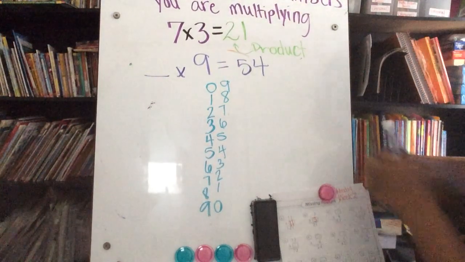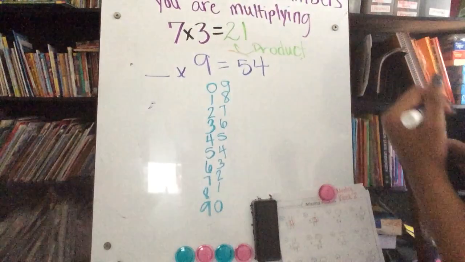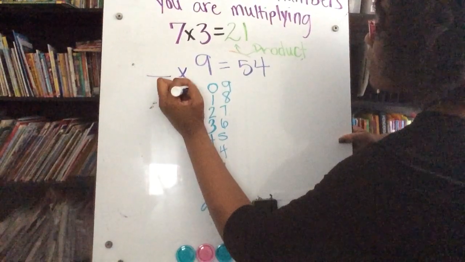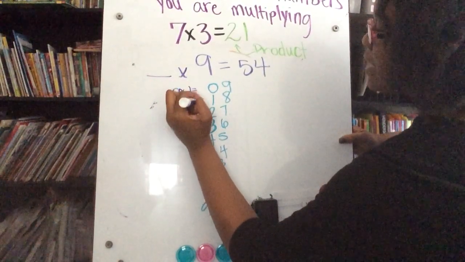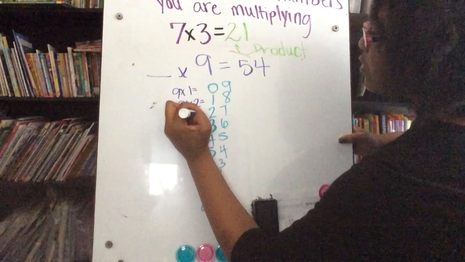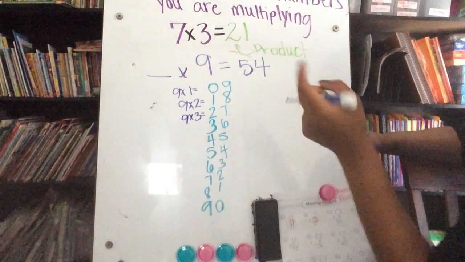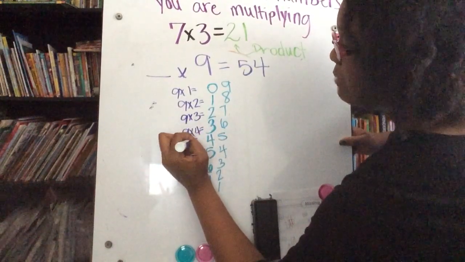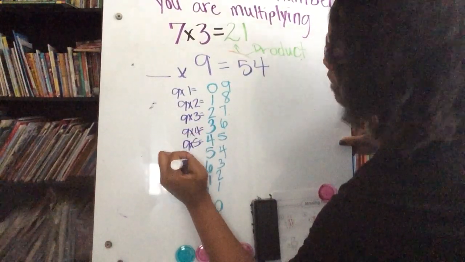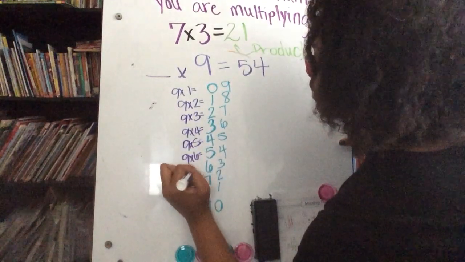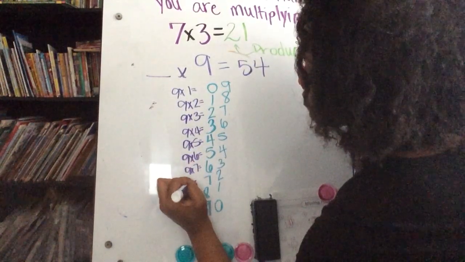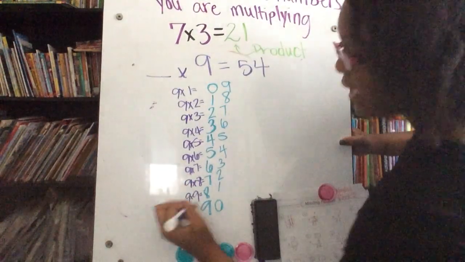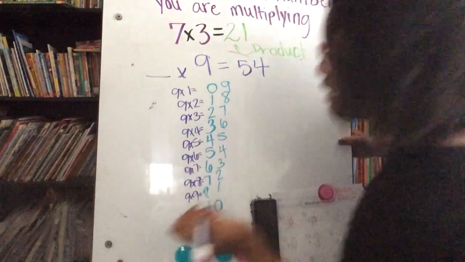So now I'm going to put my multiplication facts out to the side because I need to know what goes with what. So this first one is 9 multiplied by 1 equals 9. 9 multiplied by 2 equals 18. 9 multiplied by 3 equals 27. Do you see why it was important to line up my numbers? 9 multiplied by 4 equals 36. 9 multiplied by 5 equals 45. 9 multiplied by 6 equals 54. 9 multiplied by 7 equals 63. 9 multiplied by 8 equals 72. 9 multiplied by 9 equals 81. And 9 multiplied by 10 equals 90.